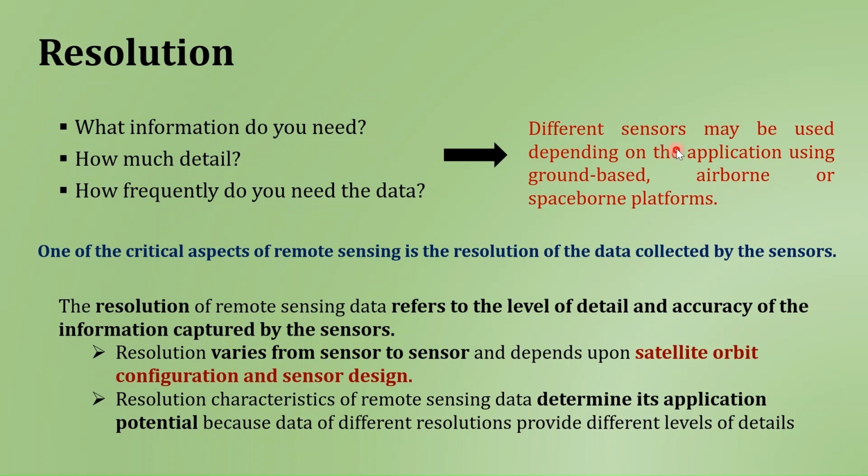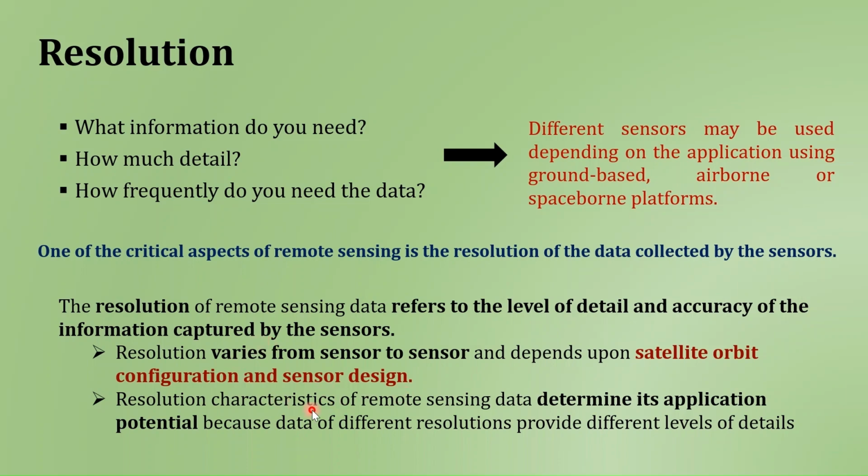Accordingly, different sensors may be used, and these sensors can be placed on ground-based, airborne or spaceborne platforms. One of the important aspects in remote sensing is the resolution of the data collected by the sensor. Resolution is defined as the level of detail or accuracy of the information captured by the sensor. So how much information is acquired and what is the accuracy of that data comes under resolution, and it varies from sensor to sensor and also depends upon the satellite orbit configuration and the sensor design.